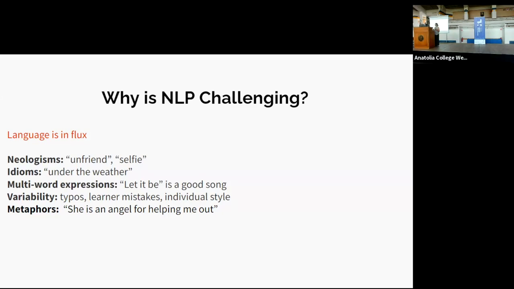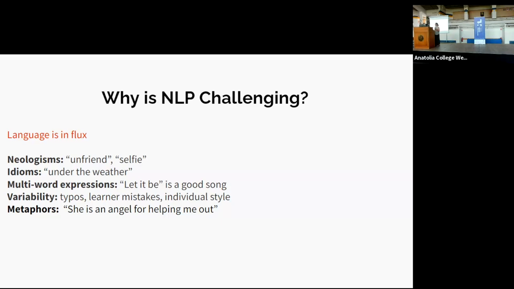Language is in flux, it's constantly changing. So things like neologisms, such as unfriend and selfie, new terms crop up all the time. So how do we find out what they mean? You have idioms like under the weather. You can't have static ways of representing these, so you have to constantly be updating your representations. You have multi-word expressions.